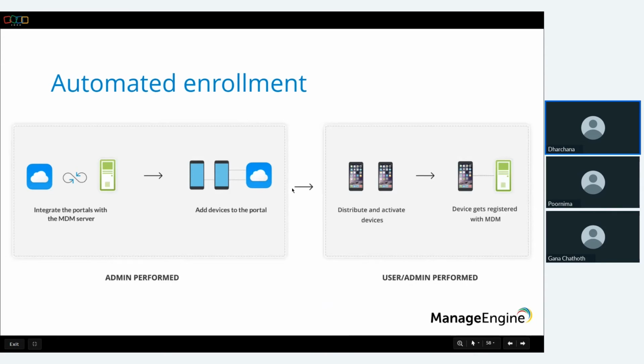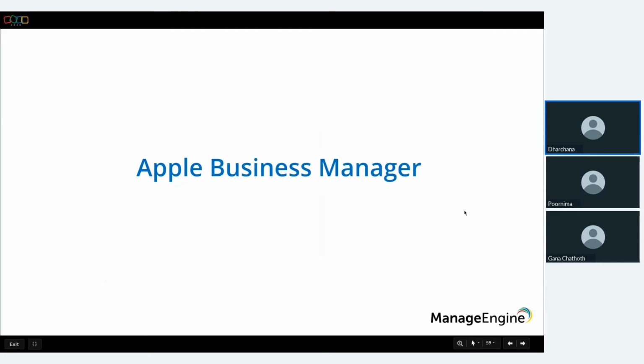This is the workflow for automated enrollment. First, you need to integrate the portals like ABM, Zero Touch with MDM console, and then add the devices to the respective portals, and then you can distribute and activate your devices. So as soon as you activate, the device will be automatically registered with MDM. So first, let us see how Apple Business Manager works.